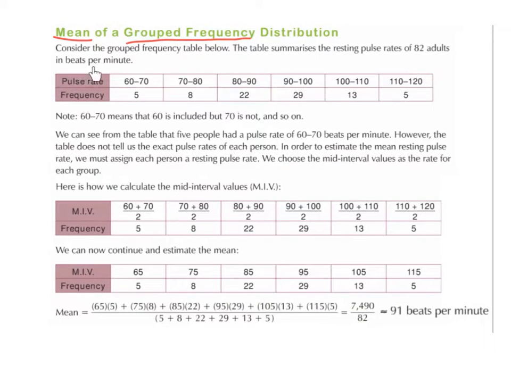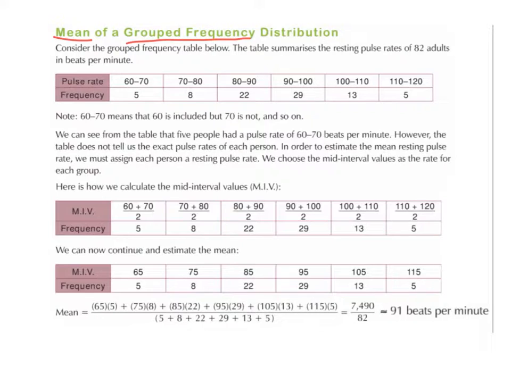So here's our frequency table, and our pulse rate goes from 60 to 70, 70 to 80, 80 to 90, 90 to 100, 100 to 110, and 110 to 120. So this is why it's known as a grouped frequency table instead of just a frequency table, because, for example, 60 to 70 is grouped together.